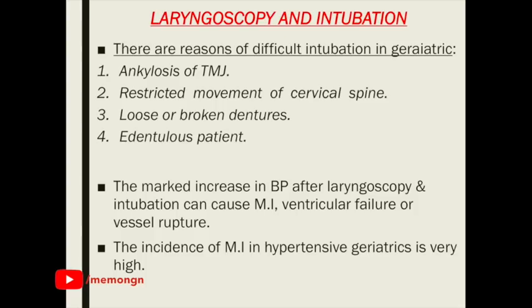Regarding laryngoscopy and intubation, there are many reasons for difficult intubation in the geriatric patient. The main reasons are ankylosis of the temporomandibular joint, restricted jaw movement, restricted movement of the cervical spine, loose or broken dentures, and edentulous patients. These are all causes of difficult intubation related to age. The marked increase in blood pressure at laryngoscopy and intubation can cause myocardial infarction, ventricular failure, even vessel rupture. The incidence of MI in hypertensive geriatric patients is very, very high.